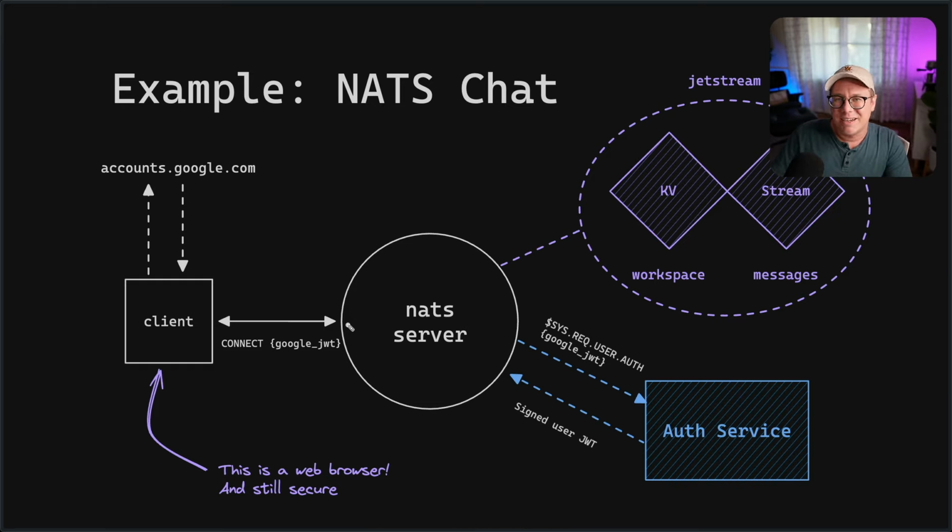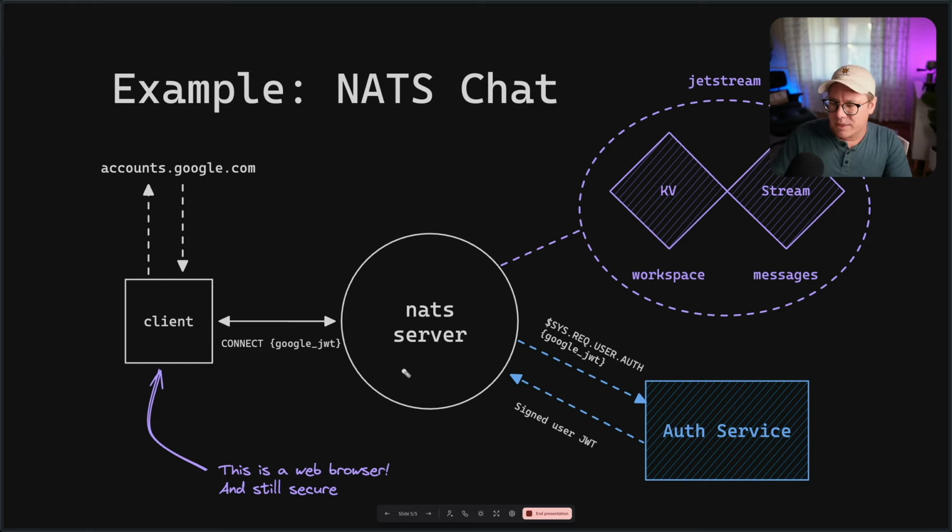Which is actually cool because it's not a NATS JWT. It's not any sort of special thing. It's exactly what Google handed back to us. We're just going to give that to the NATS server when we connect. And what the NATS server is going to do is call out to its auth service with that Google JWT. The auth service is then going to verify that JWT, that it was signed by Google, that it's valid, and then based off of the information inside the claims of that Google JWT, it's going to return a signed NATS user JWT that the NATS server can then bind that client to.